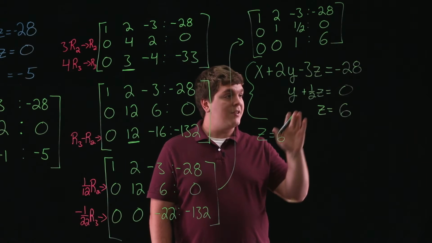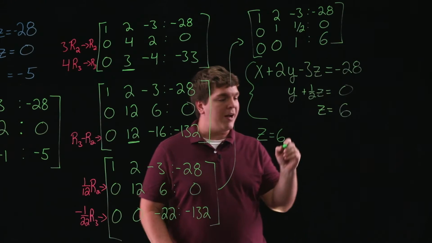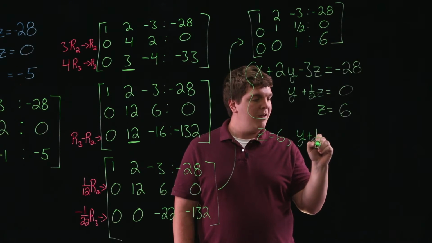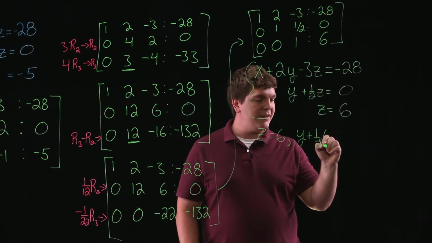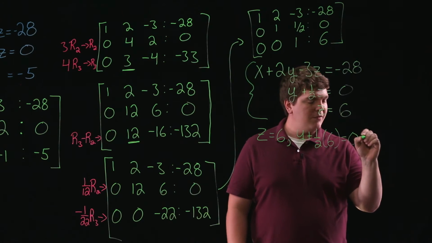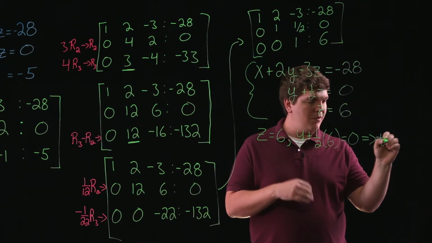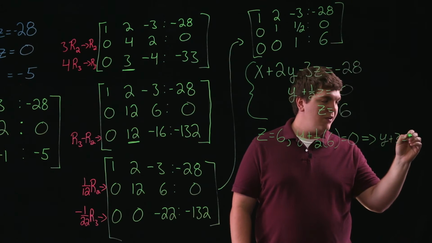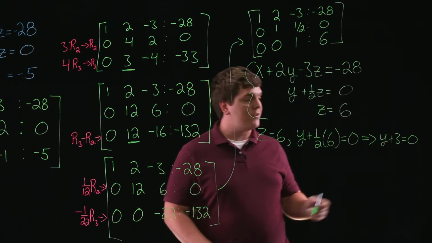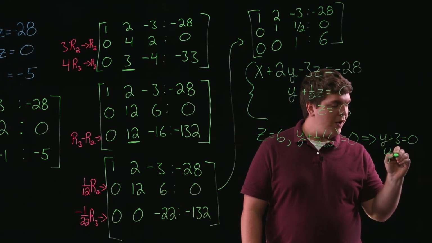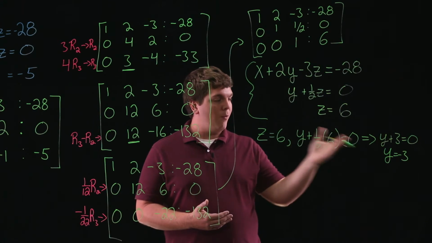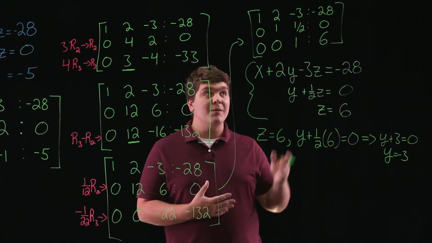We can take this and substitute it into the second equation to solve for y. So we know that y plus 1/2 times z, which we know to be 6, is equal to 0. Simplifying, this equation becomes y plus 3 equals 0. Here, we can subtract 3 from both sides of the equation to solve for y, which leaves us with y is equal to -3.